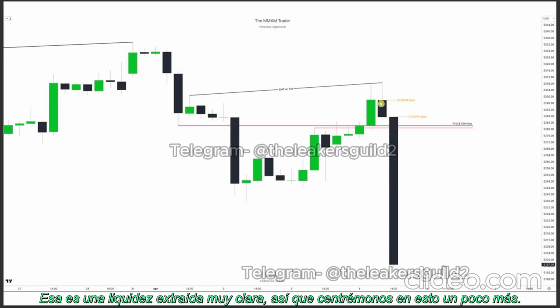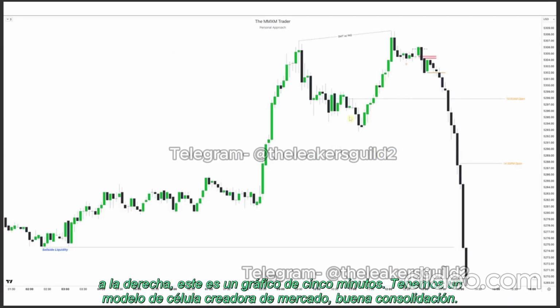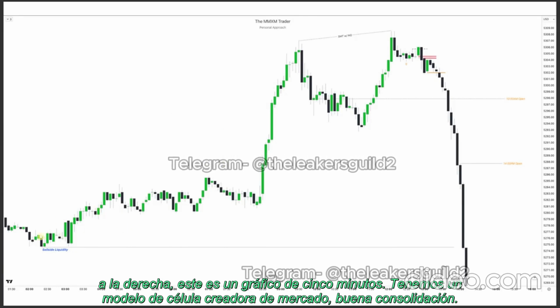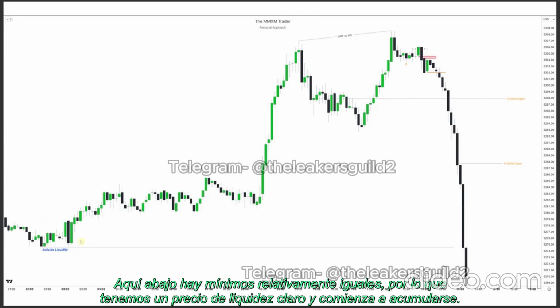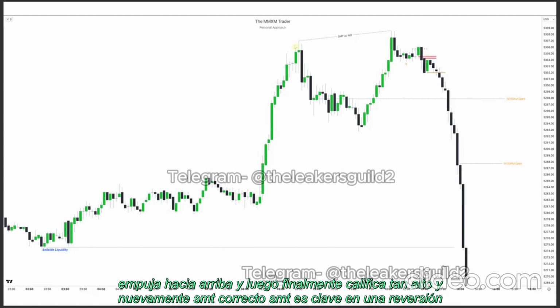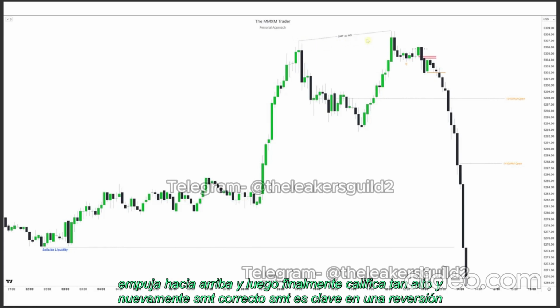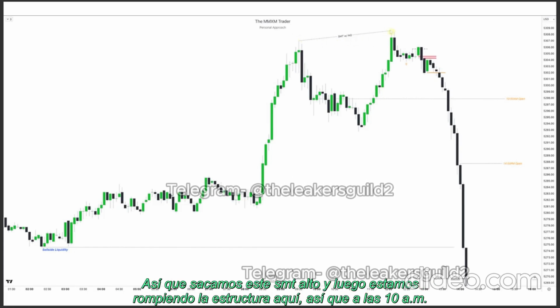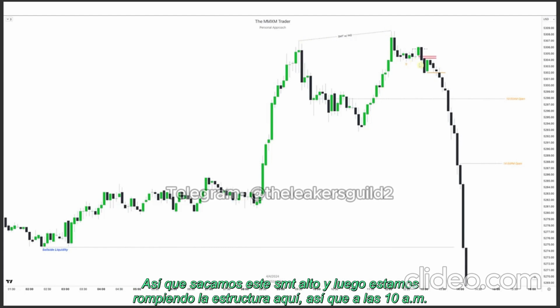So let's focus on this a little bit more. Zooming in, right? This is a 5-minute chart. We have a market maker sell model. Nice consolidation down here, relative equal lows. So we got a clear draw on liquidity. Price starts to accumulate, push up, and then eventually raiding this high. And again, SMT, right? SMT is key in a reversal. So taking out this high, SMT, and then we're breaking down structure over here.